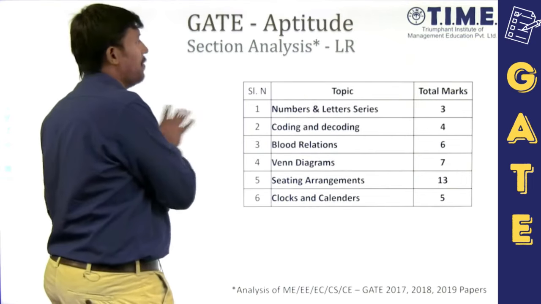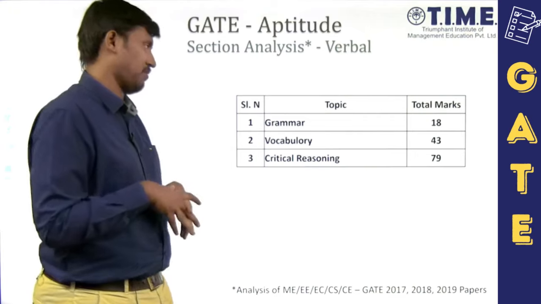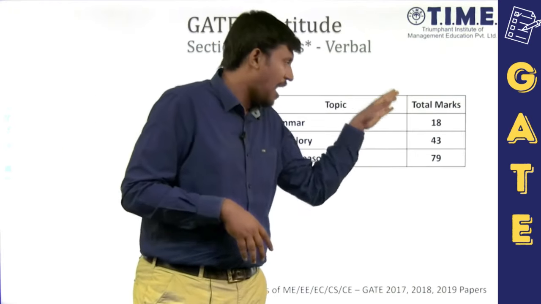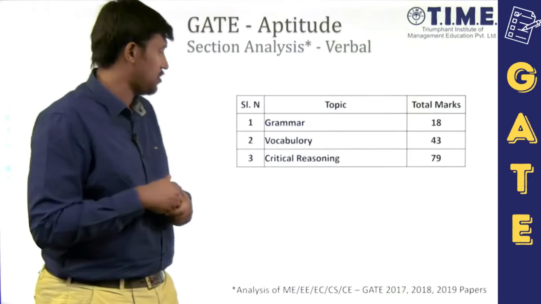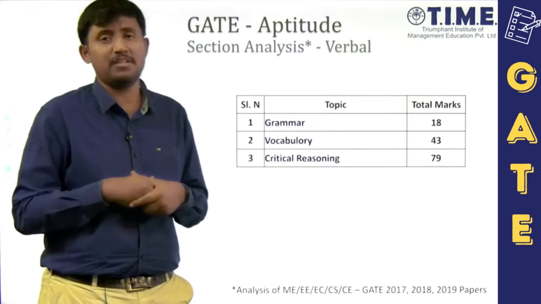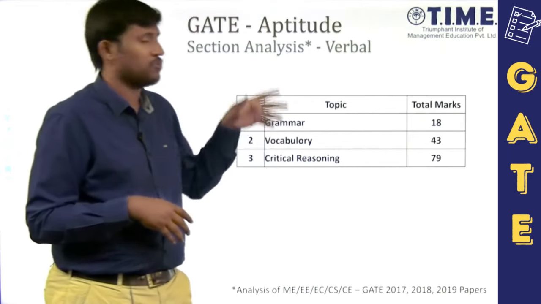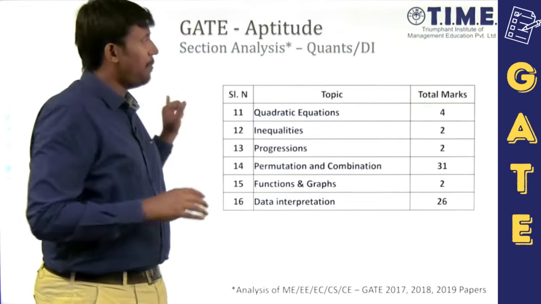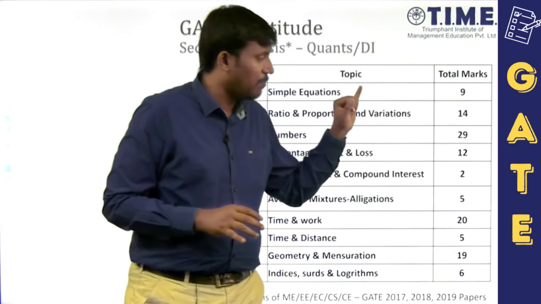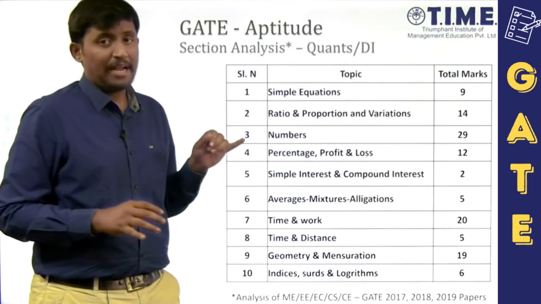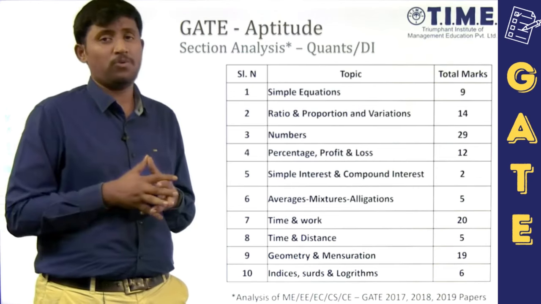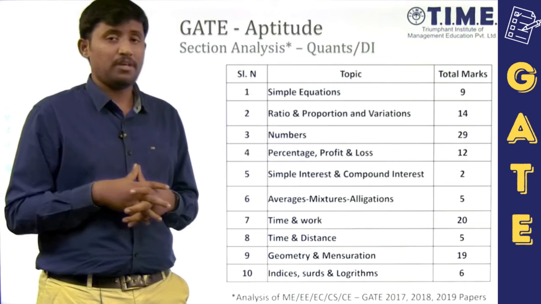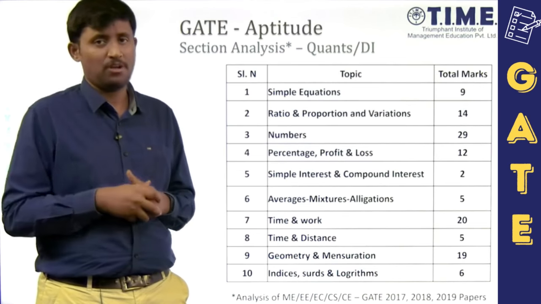Now when it comes to the verbal section, the verbal section itself has only 3 subsections. One is the grammar part, which has comparatively lower weightage. But when it comes to vocabulary and critical reasoning, these are very important sections in the verbal part of GATE. So these topics are very important in terms of your preparation, and your performance in aptitude will be seriously important when compared to your final mark or your final position with respect to GATE.